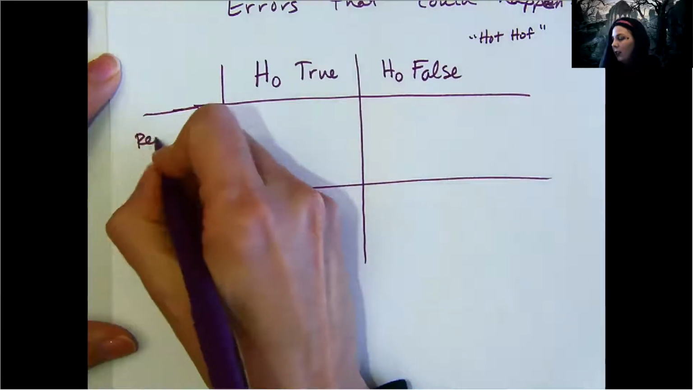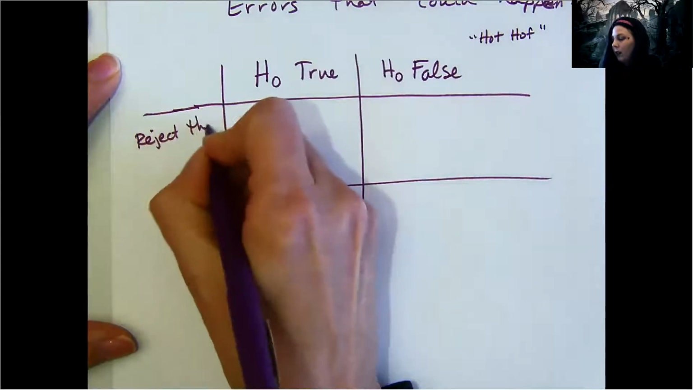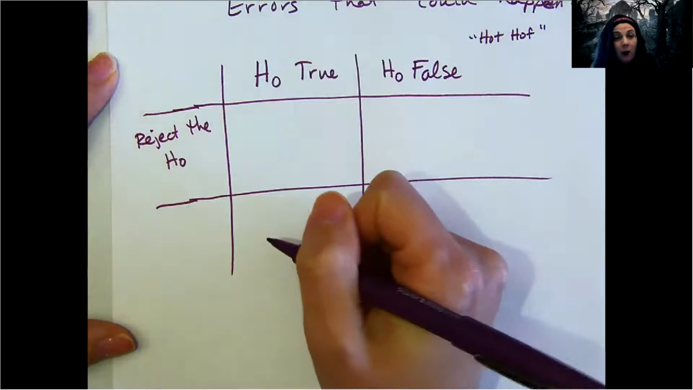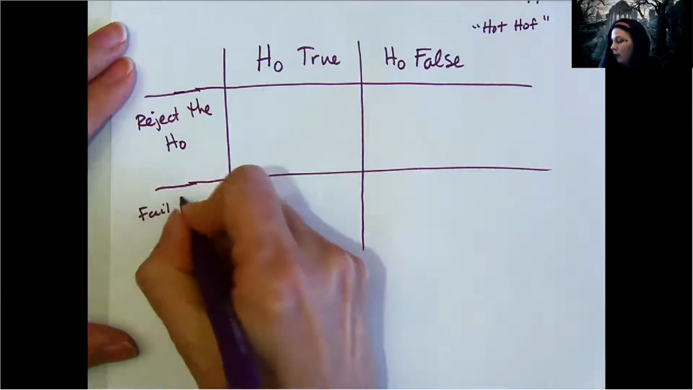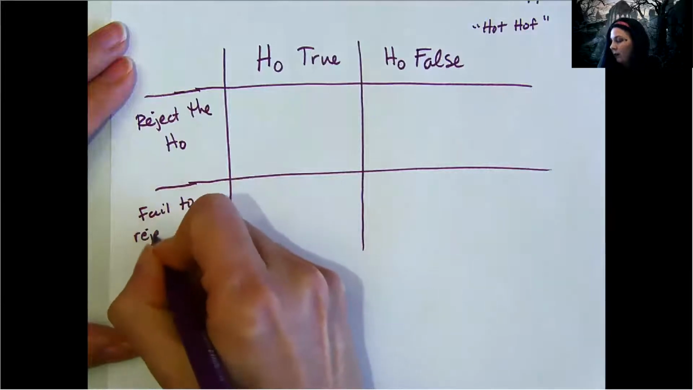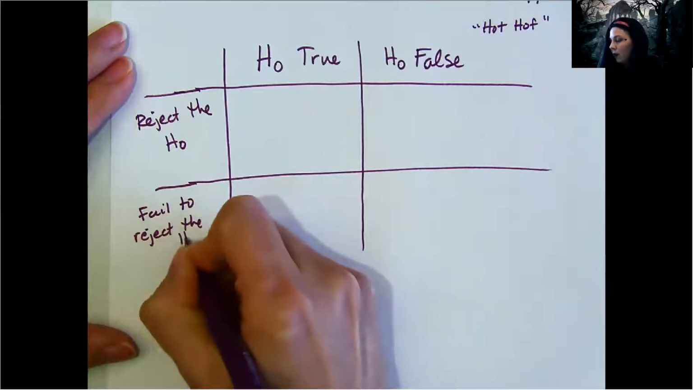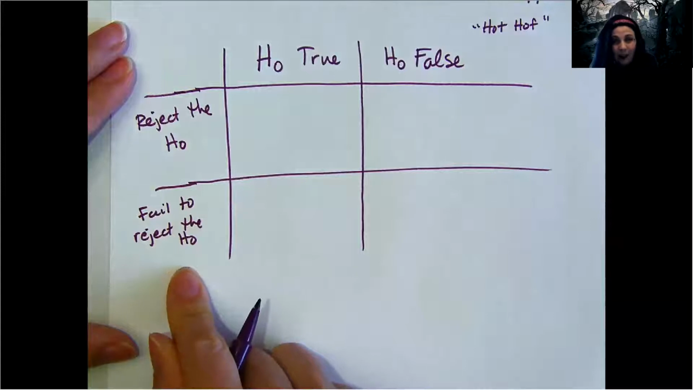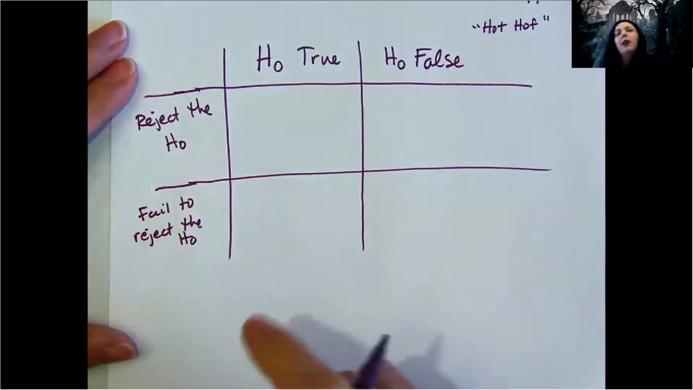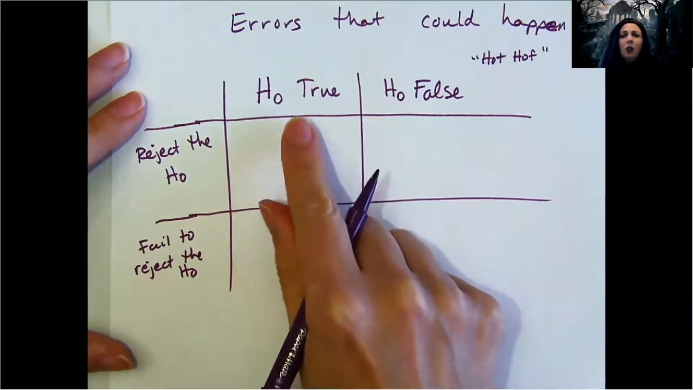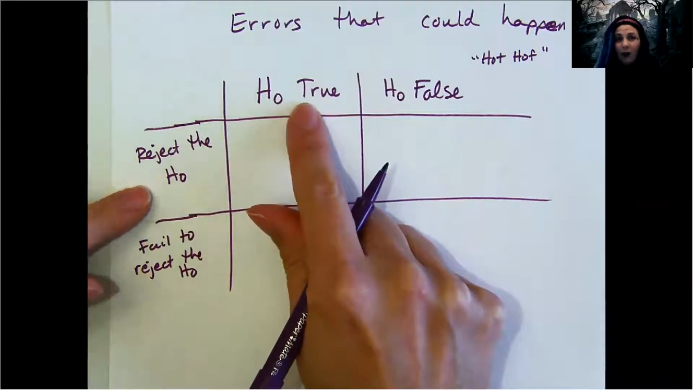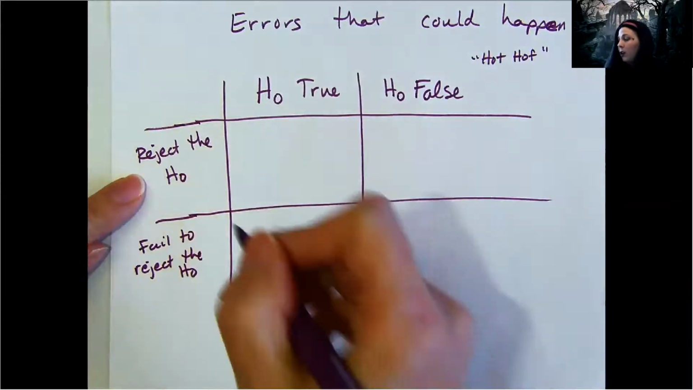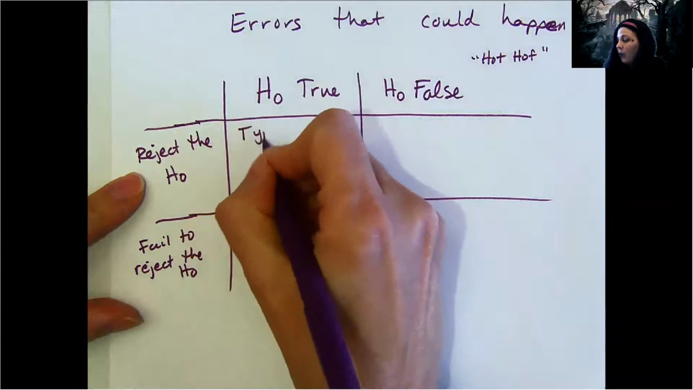Either we reject the H0, right? If the P is low, reject the H0. Or we fail to reject the null hypothesis. All right, so those are the two options. So if the null hypothesis is true and we reject it, oopsie, shouldn't have done that. It was telling the truth and we rejected it. We threw it to the curb. What we just did is called a type 1 error.